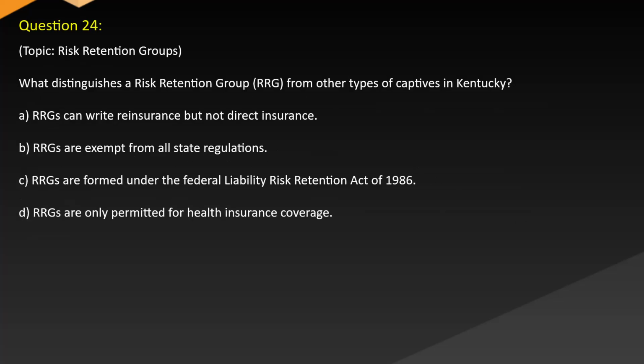Question 24. Topic: Risk retention groups. What distinguishes a risk retention group (RRG) from other types of captives in Kentucky? A. RRGs can write reinsurance but not direct insurance. B. RRGs are exempt from all state regulations. C. RRGs are formed under the Federal Liability Risk Retention Act of 1986. D. RRGs are only permitted for health insurance coverage.